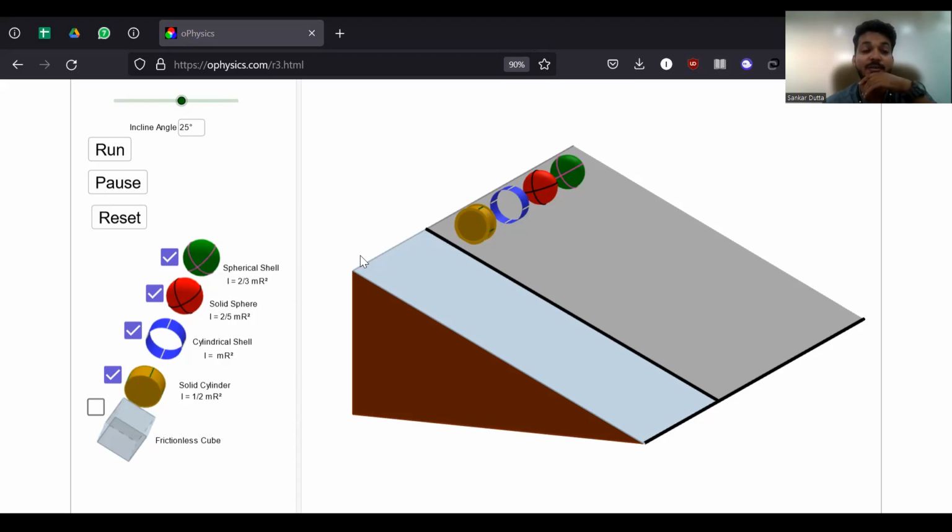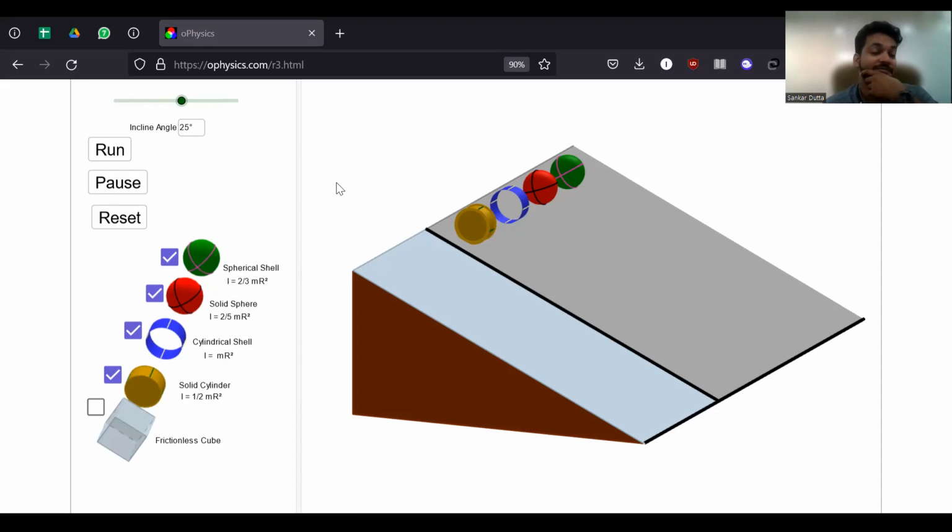It doesn't have to be physics-wise or mathematically correct, but just tell me, what do you think? Solid sphere is what Rishi says. What does Medha say? Medha says nothing. Medha says solid sphere as well.